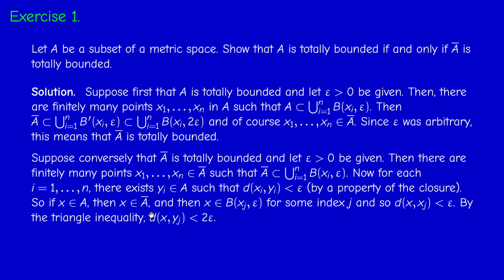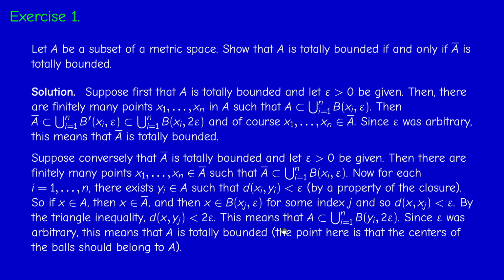Okay, therefore, we took an arbitrary element in A, and we proved that it is in some ball of center yj and radius 2 epsilon. Therefore, A is contained in this finite union of balls of center yj in A and radius 2 epsilon. Okay, and since epsilon was arbitrary, this precisely means that A is totally bounded. So the point is that to prove that a set is totally bounded, the centers of the balls should be in the set. So this concludes the first exercise. This was lemma 1.1.